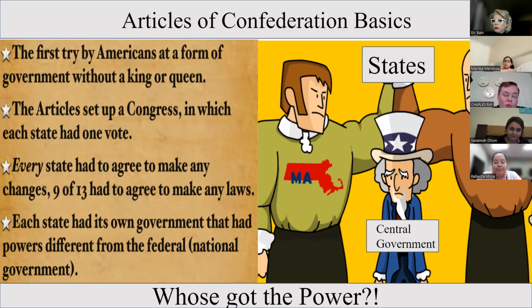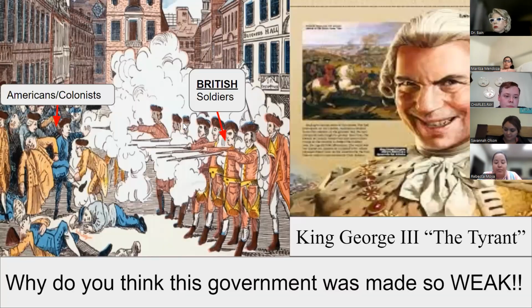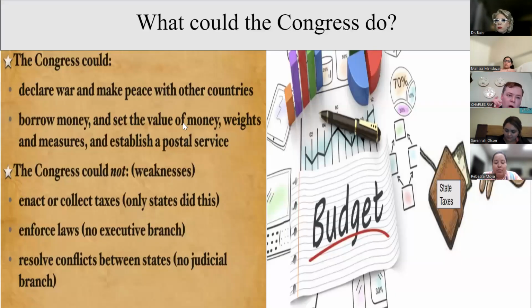All the federal government could really do was declare war, make peace, borrow money, set the value of money, set weights and measures, and also establish a postal service. Whoop-de-doo. One thing we talk about with the kids, the big one, is the federal government could not collect taxes, and that's the big kicker. All they could do is beg for money from the states, and most of the time the states aren't going to give them anything.